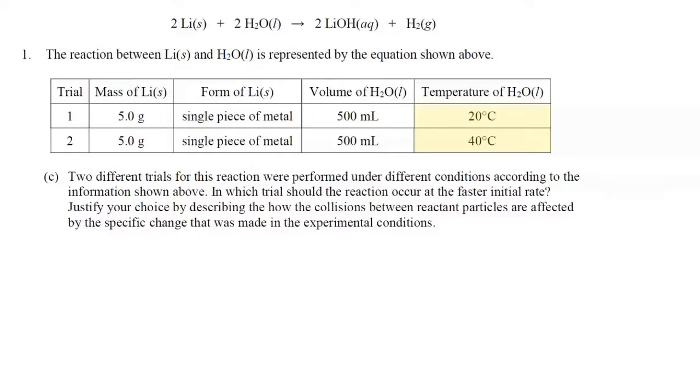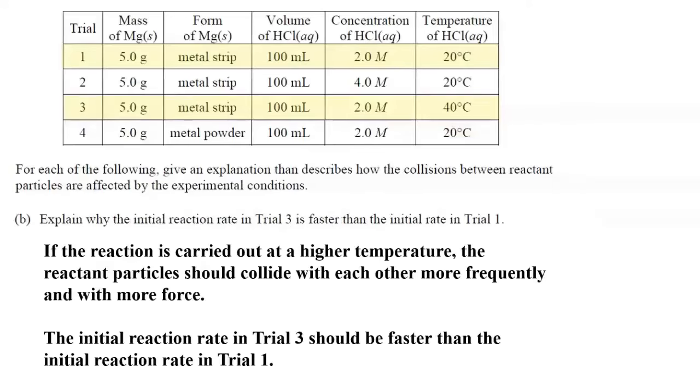Justify your choice by describing how the collisions between reactant particles are affected by the specific change that was made in the experimental conditions. So simply saying that trial 2 should be faster because the temperature is higher would not be enough, because you have to talk about what's happening to the particles. In an earlier video, when I was exploring the variables that affect reaction rate, things like temperature, surface area, concentration, what I had said about temperature was that at the higher temperature, the reactant particles collide with each other more frequently and with more force.